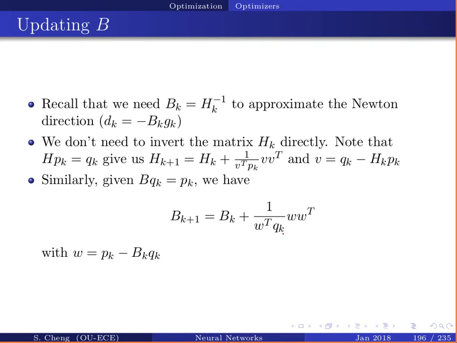I have some new dummy variable here. Instead of V, I put W here, and p here should be q instead. Also W now should be p minus Bq. Yes. So clear? Again, this is still not BFGS yet, but it's coming.